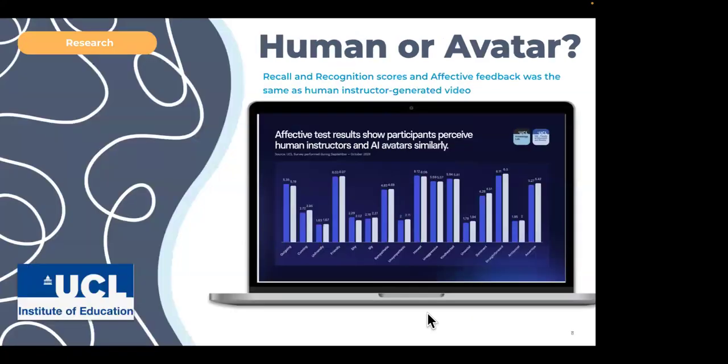But then this gets even more interesting. So they said, well, would you prefer a human speaker or an avatar speaker? Well, people normally say, yeah, I would really prefer a human. But when you look at the recall and recognition scores between the two, whether they understood the content, it was basically identical. The human instructor versus the AI-generated results were basically the same. Of course, that's all going to depend on the quality of the avatars.